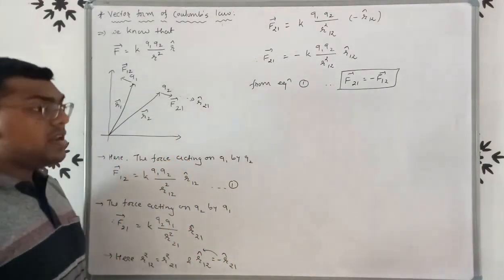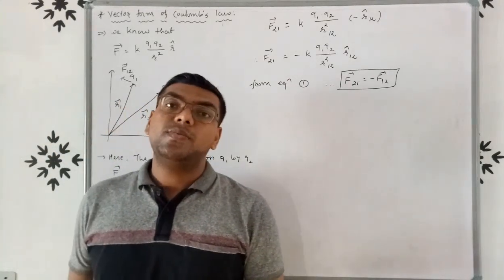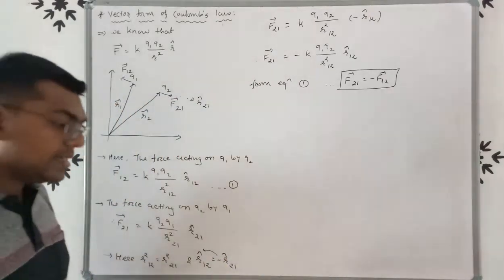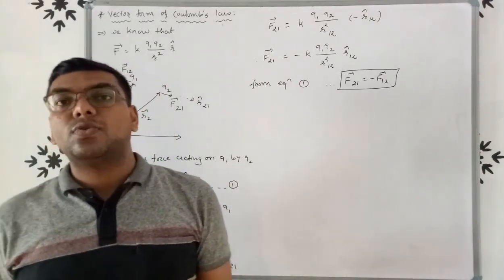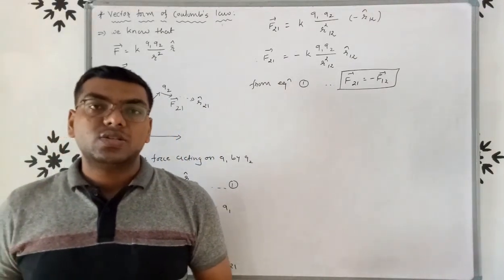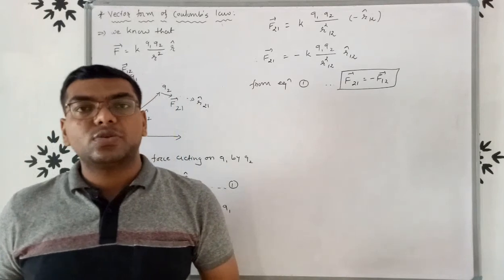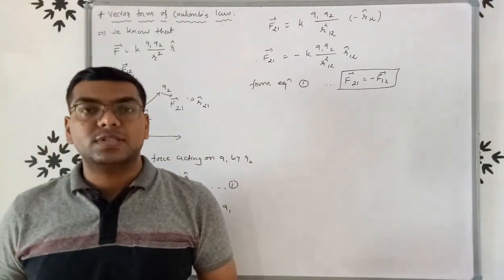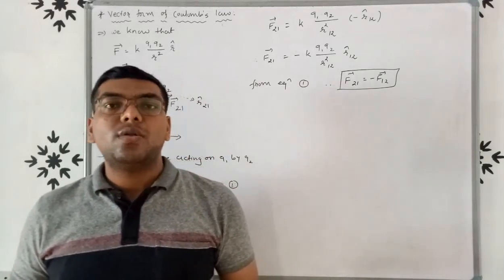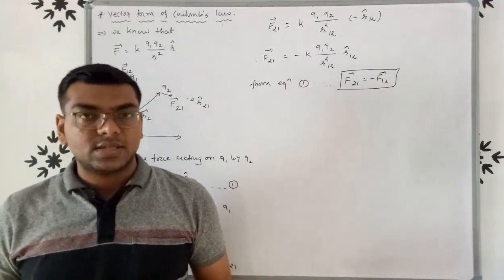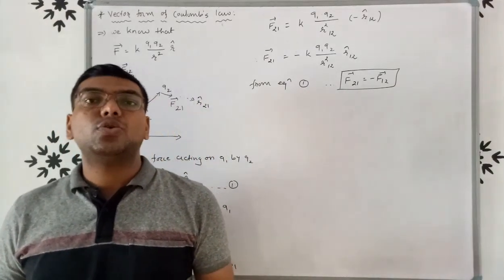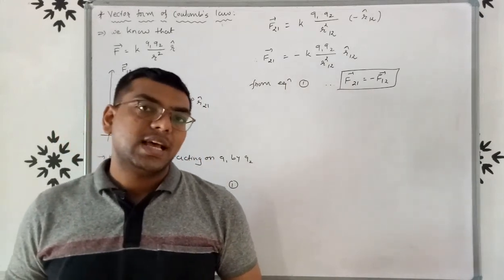Now here, in scalar and vector form, we know that there are two point charges. So the Coulomb force is the force between two point charges. So the Coulomb force is also known as two-body force. I repeat once again, the Coulomb force is always between two point charges. So Coulomb's force is also known as the two-body force, right?